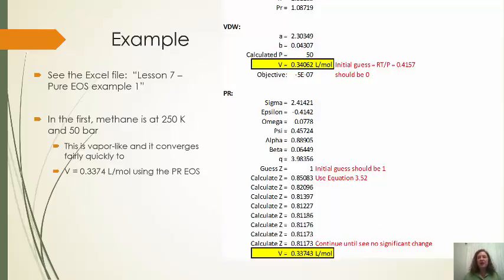Now, the Peng-Robinson equation, I had to calculate a whole lot more stuff, not just a simple A and B. I had to do sigma, epsilon, omega, psi, alpha, beta, and Q, and then I put in a guess for Z. I use that equation, compute Z again, use this, compute Z again, and it took roughly 10 steps, and I got 0.81173, no change, so I used that and computed V equals ZRT over P. Okay, so that's using this on a gas.